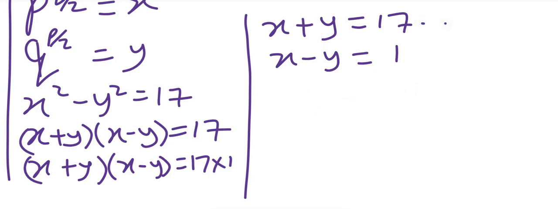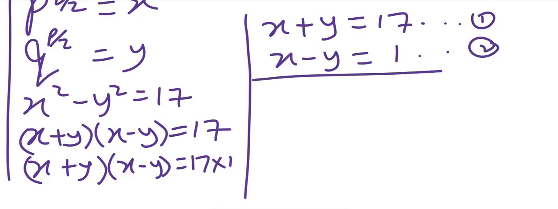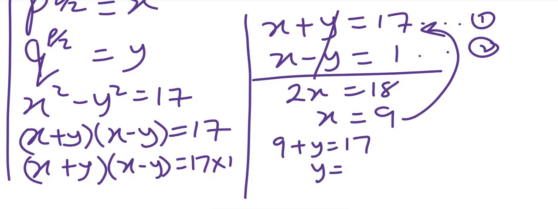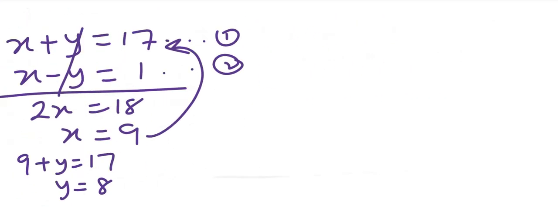So let's call this equation 1, call this equation 2. Solve both of them simultaneously. This gives 2x, I'm eliminating y, equal 18, x equal 9. If x is equal to 9, substitute this in any of the equations. 9 plus y equals 17, y equal 8. So I have two values of x and y, 9 and 8. So with this, I can get my p and q.